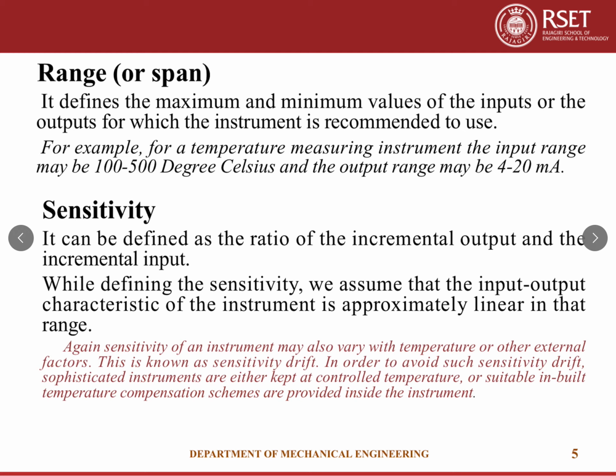Then range or span. Range defines the maximum and minimum value of an input or the output for which the instrument is recommended to use. Or the region between the limits within which the instrument is designed to operate. For example, for a pressure gauge, its minimum value is 0 bar and maximum value is 50 bar. So its range is values in between 0 and 50.